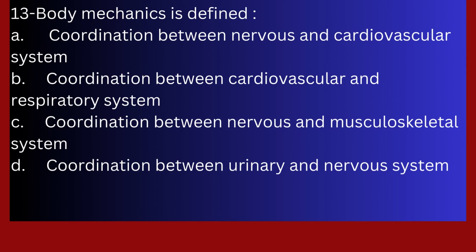Question number 13. Body mechanics is defined as: A. Coordination between nervous and cardiovascular system. B. Coordination between cardiovascular and respiratory system. C. Coordination between nervous and musculoskeletal system. D. Coordination between urinary and nervous system. The answer is C. Coordination between nervous and musculoskeletal system.